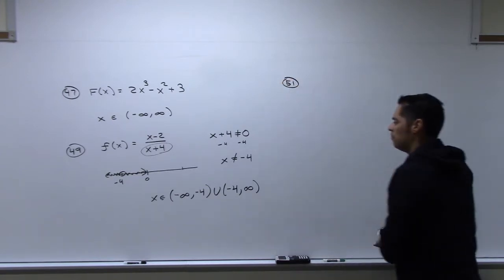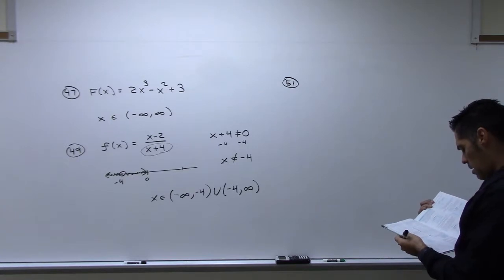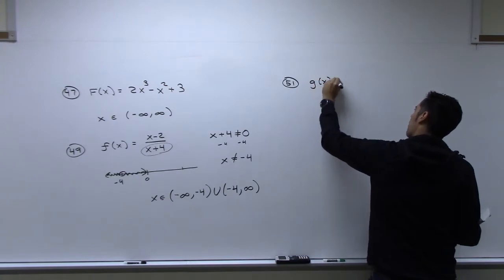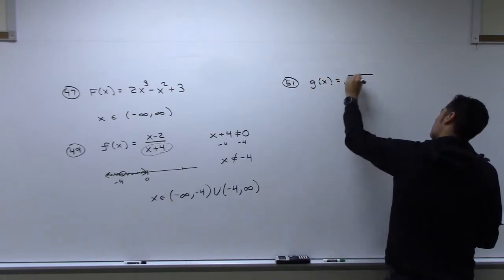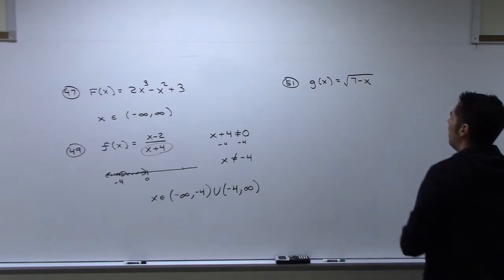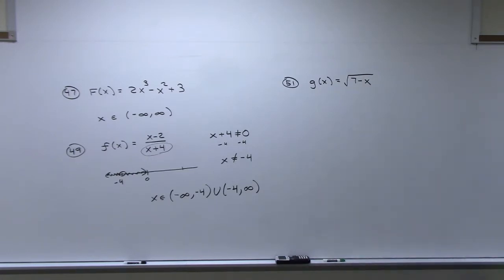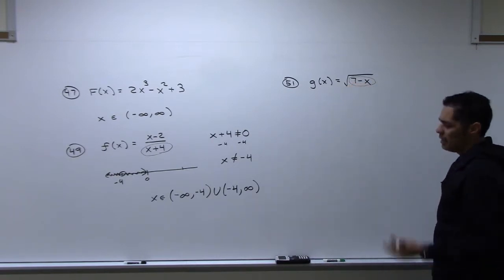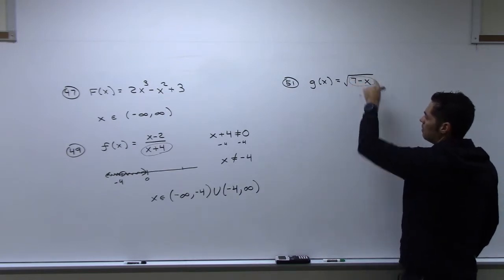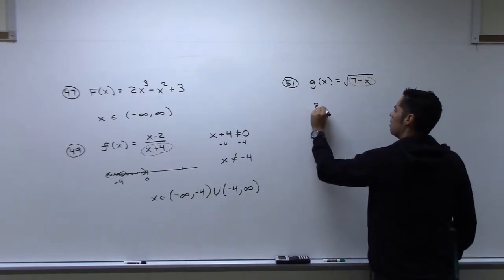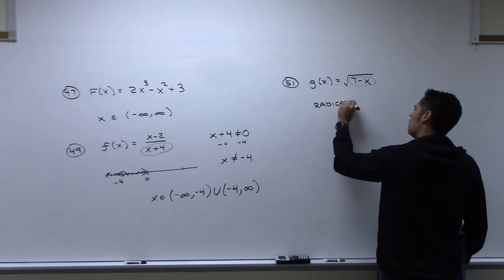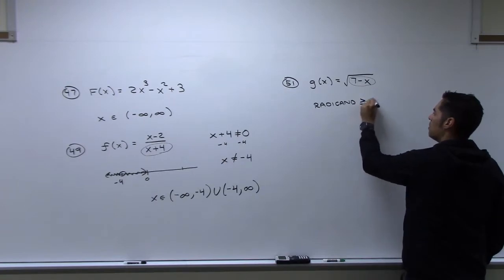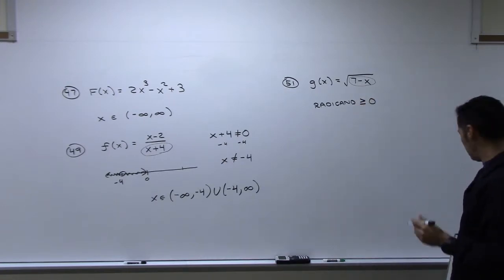51. All right, g of x equals square root of 7 minus x. So now we have a square root, and what we know for square roots is that this thing under here cannot be negative, right? It cannot be negative. We call that, by the way, the thing underneath the root, we call that the radicand. Radicand. The radicand can't be negative, which means the radicand has to be greater than or equal to 0. That's what we need in order for this function to work.